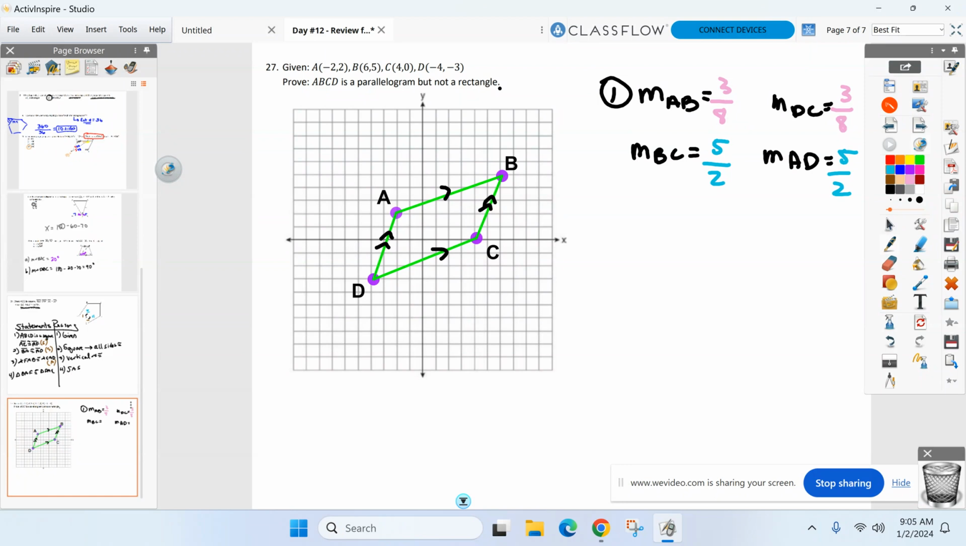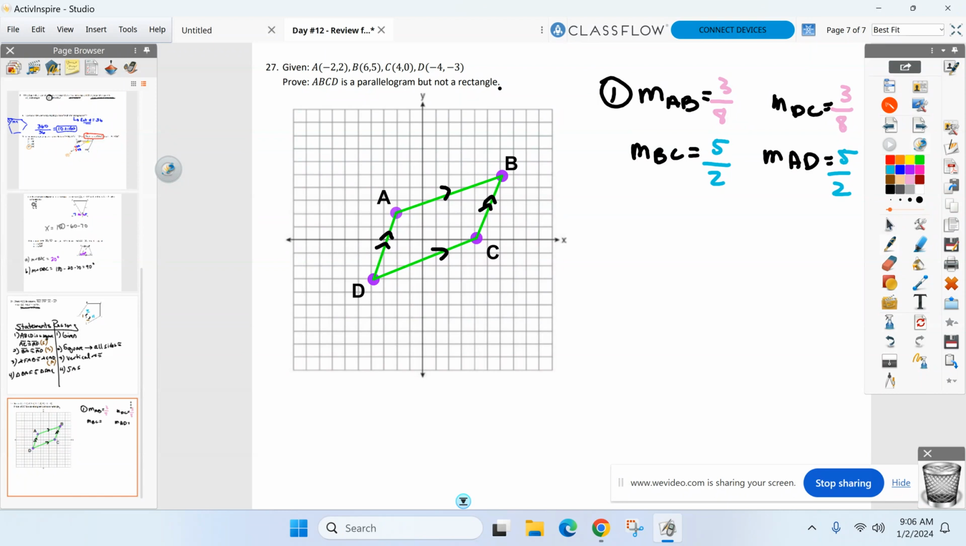Three over 8, 5 over 2 for both. Both are positive. None of the slopes are negative because you're going up and to the right for both sets. Any issues getting those, or maybe I counted wrong?